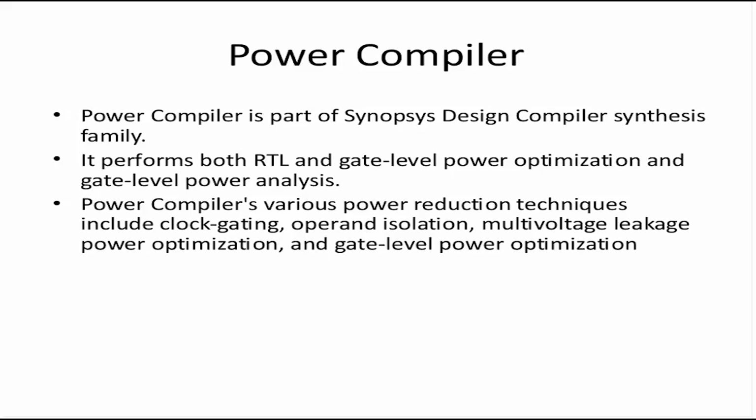So you need a netlist to know the power number, and that netlist should be mapped onto one of the technology libraries, which will contain the power numbers. So logically, you could optimize power on RTL, but you can do power analysis only on gate level. Power Compiler has a lot of power reduction techniques, the most famous being clock gating. There is something called operand isolation, and multi-VT leakage power optimization is a very important technique that is prevalent in a lot of designs.